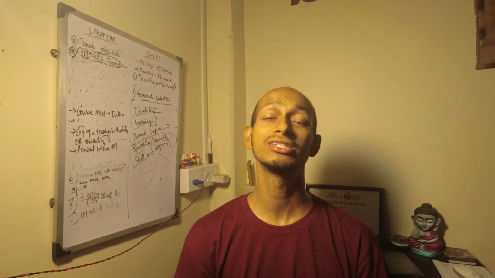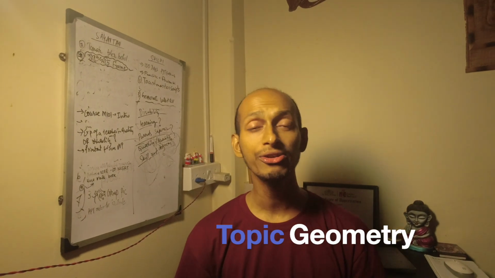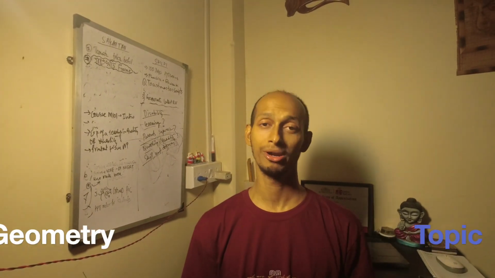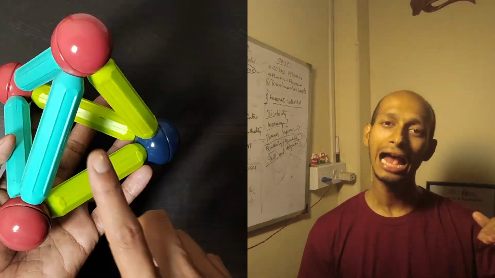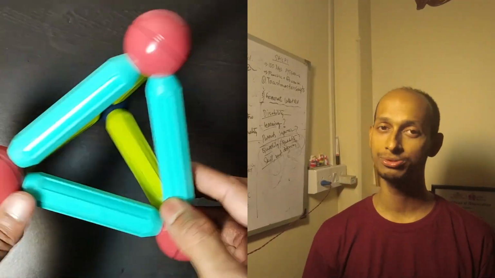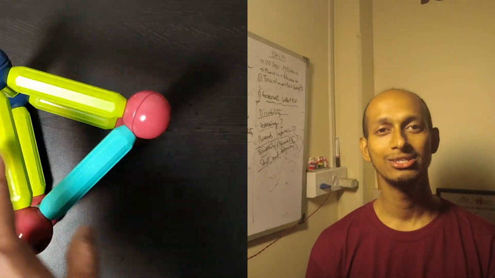So today we are going to discuss geometry, very fundamental matters of geometry. We will start with a point, which is zero dimensional, and we will elevate it to three-dimensional objects like the polyhedrons. So let's get started.